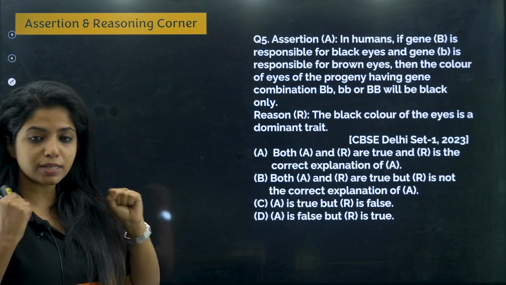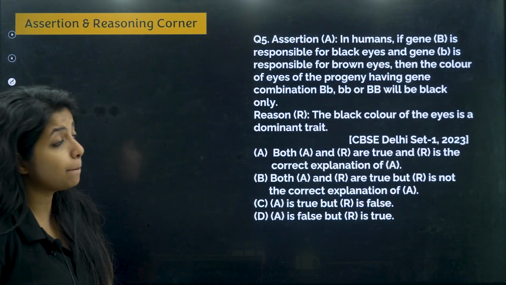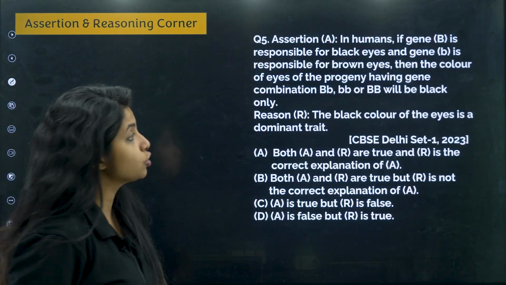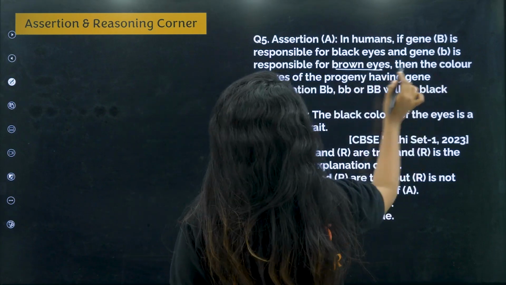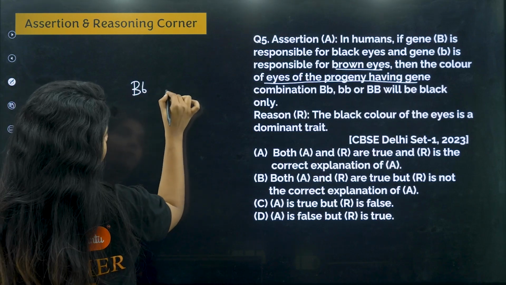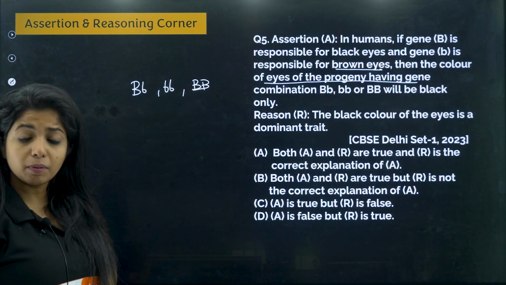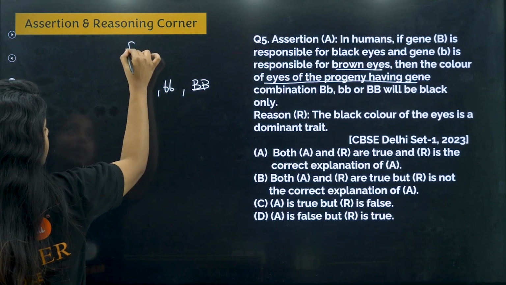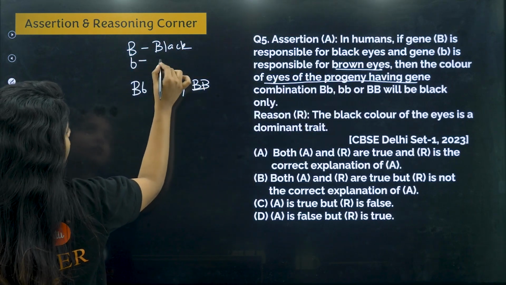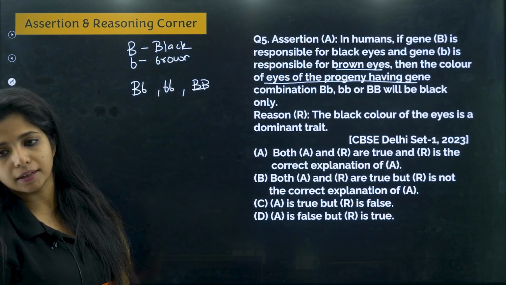Next thing, let's go to assertion and reasons. So assertion says, in humans, if gene capital B is responsible for black eyes and gene small b is responsible for brown eyes, then the color of eyes of the progeny having gene combination capital B, small b, small b, capital B will be black only. Can it be black only? When you are saying that capital B is for black, you already told it, right? And small b is for brown. How can all of them be black?